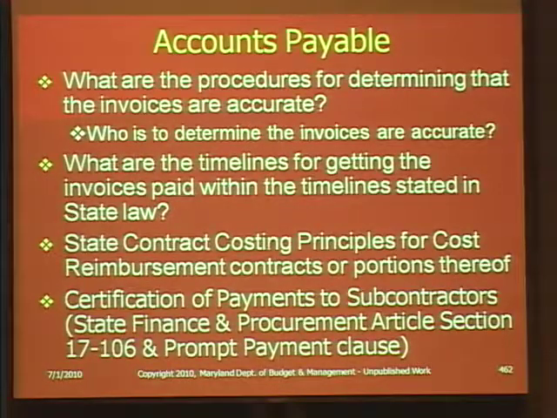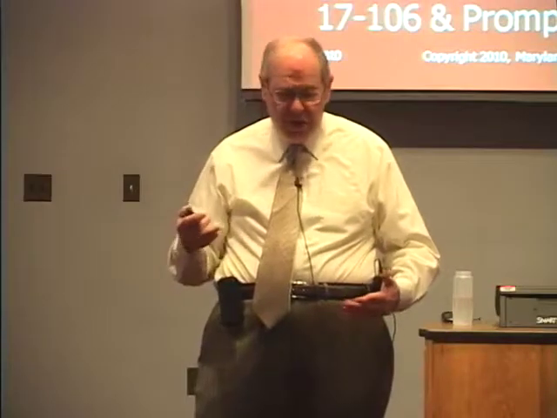State contract costing principles for cost reimbursement contracts. If it's a cost reimbursement contract, you pay allowable and allocable costs. Easy for you to say, right?